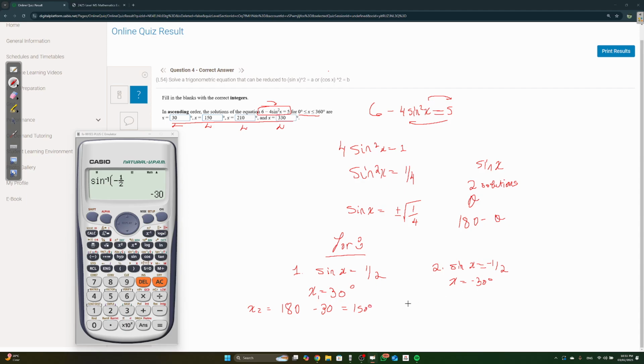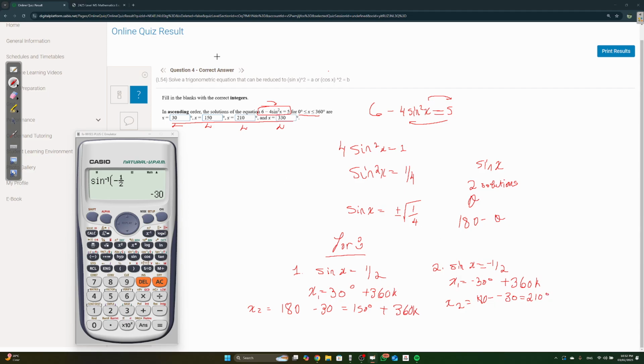Also, by the way, plus 360k. I forgot to mention this. Always, with every answer you get, plus 360k. What's x2 going to be equal to here? Let's say x1 is negative 30. For x2, we said 180 minus the answer, so 180 minus negative 30 is equal to 210 degrees.